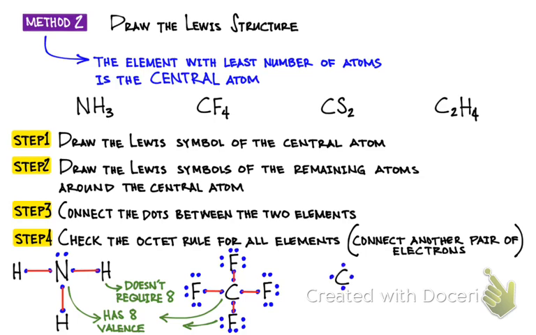Next one here is carbon disulfide. So carbon again is our central atom. So draw the Lewis symbol for carbon and then surround it with the terminal atoms, sulfur, and then start connecting the dots. So once you've connected the dots, you can see that carbon here only has a total of 6 electrons, right? And you look at the sulfurs, they only have a total of 7.